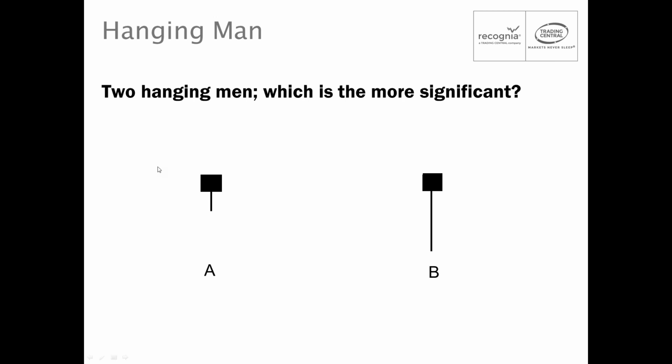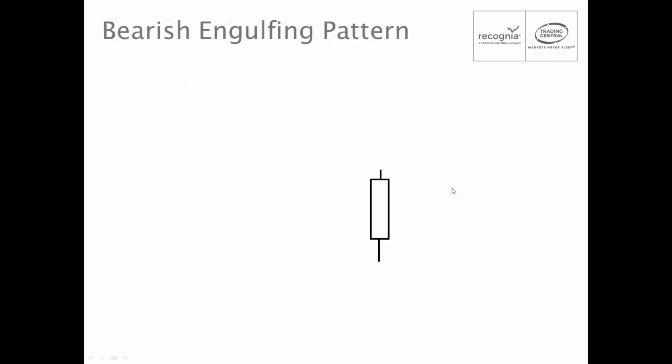But which one of these two hanging men is more significant? Well, the answer is that B is the more significant example of the hanging man because the shadow, or this wick, is much, much longer. This indicates a larger reversal in sentiment. So that's a better example of the hanging man than the one on the left. And as I mentioned, B here is still a better example, even though the body is now white, because a hanging man can have either a white or a black real body.